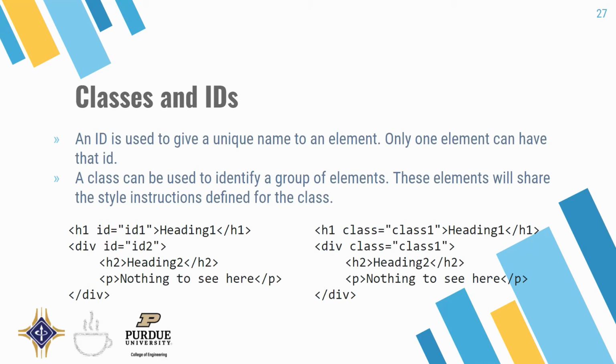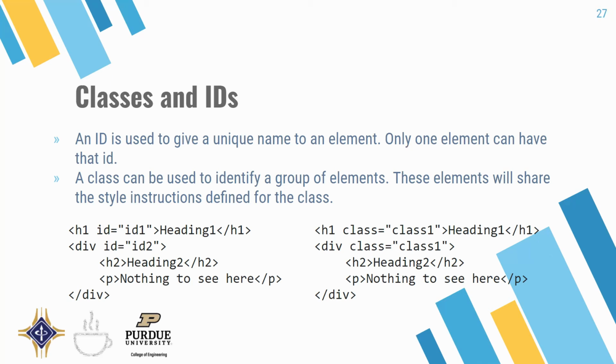So IDs are a unique name given to a single element. And like the name ID suggests, only a single element can have that particular ID in that page. People get confused. You can have multiple IDs shared across different pages. But in a single, like, one HTML file, only one element can have one ID. You're going to have multiple IDs, but they must be unique compared to each other.